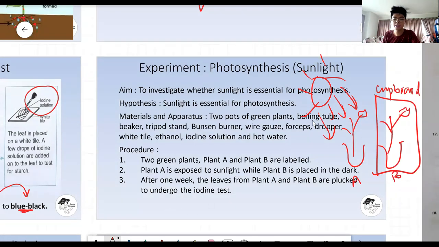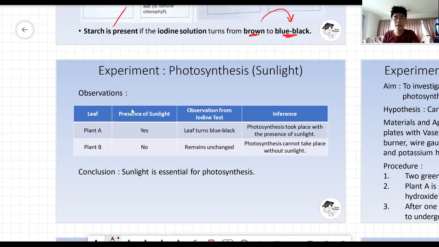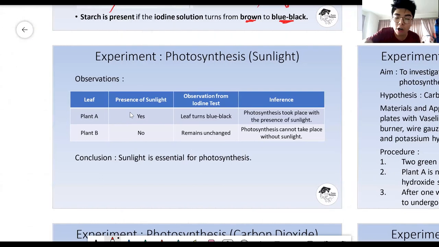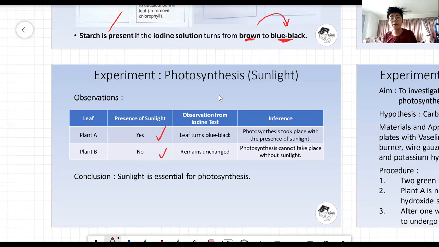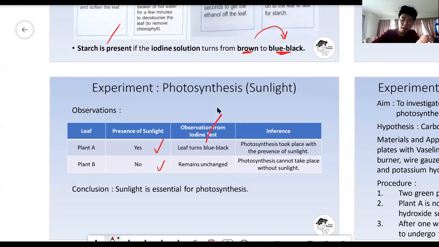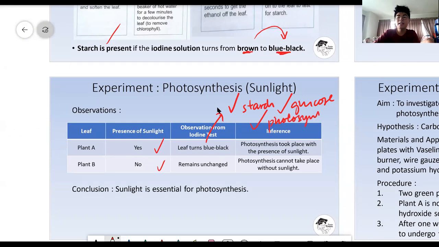So, let's see the observation. Plant A, the one you put under the sun. Is there sunlight or not? Yes, there's sunlight. Plant B, presence of sunlight? No sunlight. Why? Because you put it in the cupboard. That's why there's no sun. So what happens? Plant A, your leaf turns blue-black. Just now I said, when they do the iodine test and the leaf turns blue-black, what does it mean? It means that there is starch. When there is starch, what does it mean? There is glucose. When there is glucose, what does it mean? There is photosynthesis.